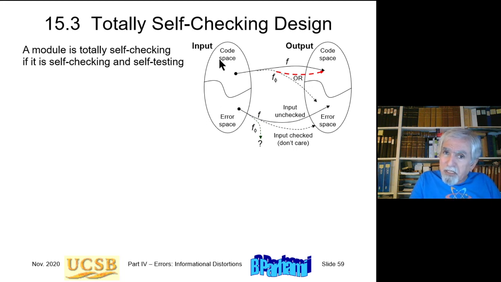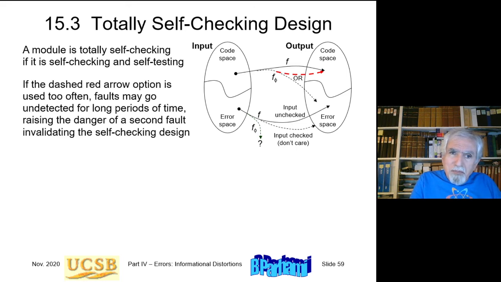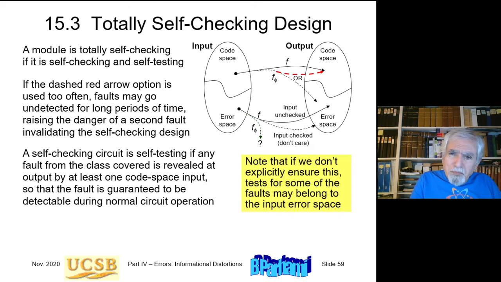We want the test to be among the normal circuit inputs, so that during the normal circuit operation, the circuit is tested and the fault is signaled at the output. So such a circuit that is both self-checking and self-testing is called totally self-checking. It's just a term invented many years ago. Okay.